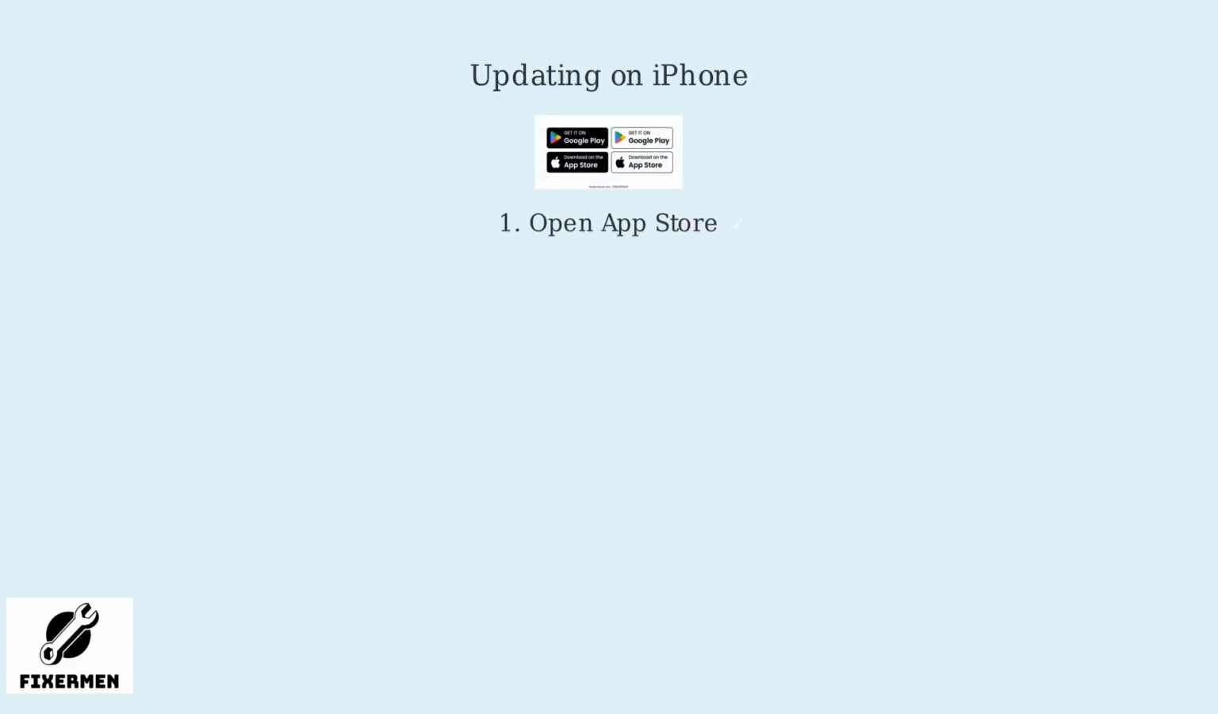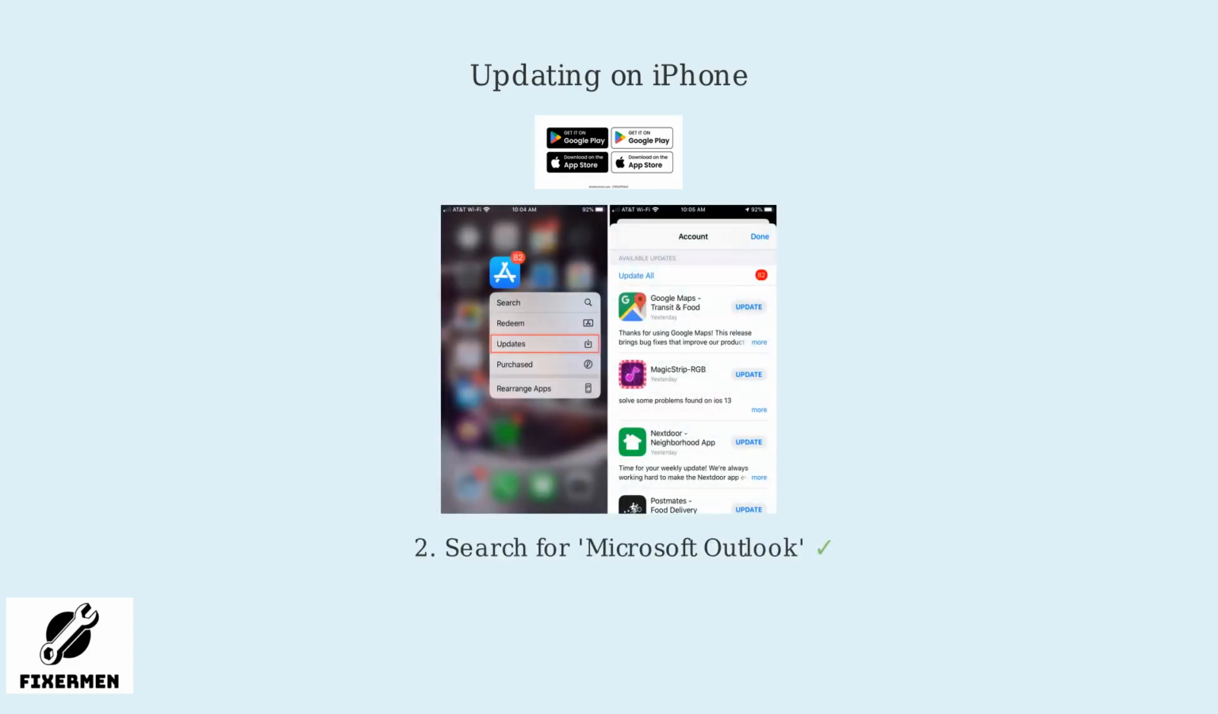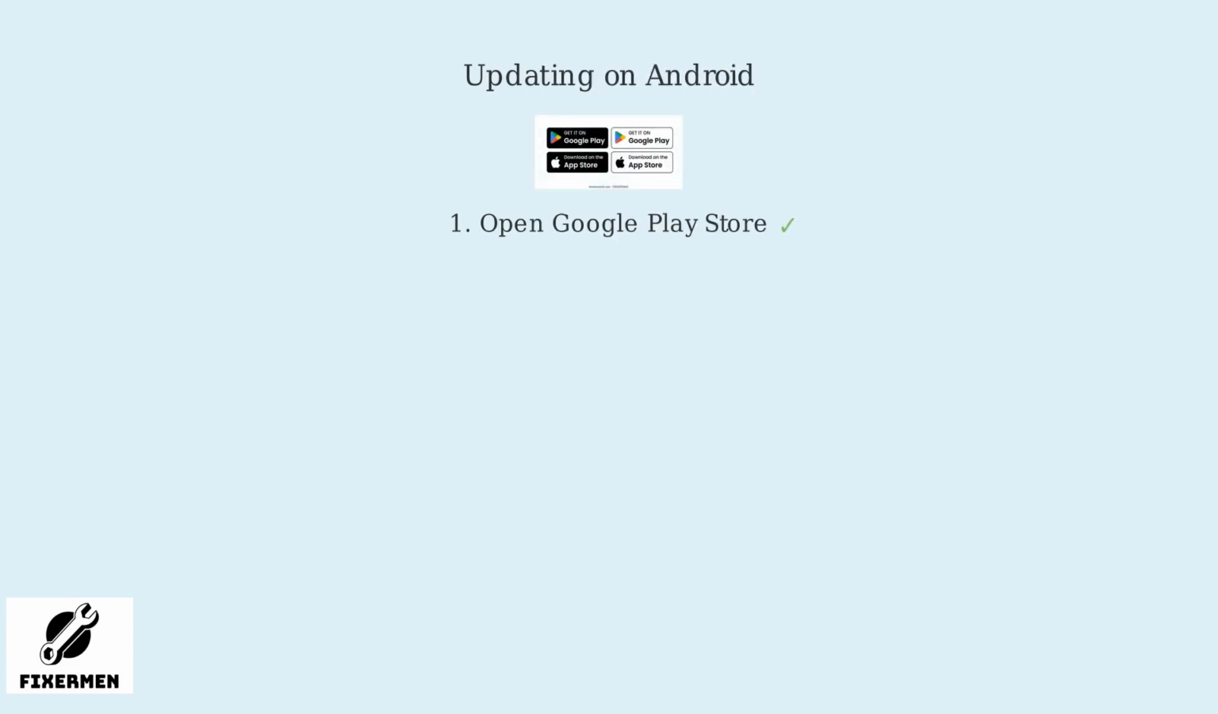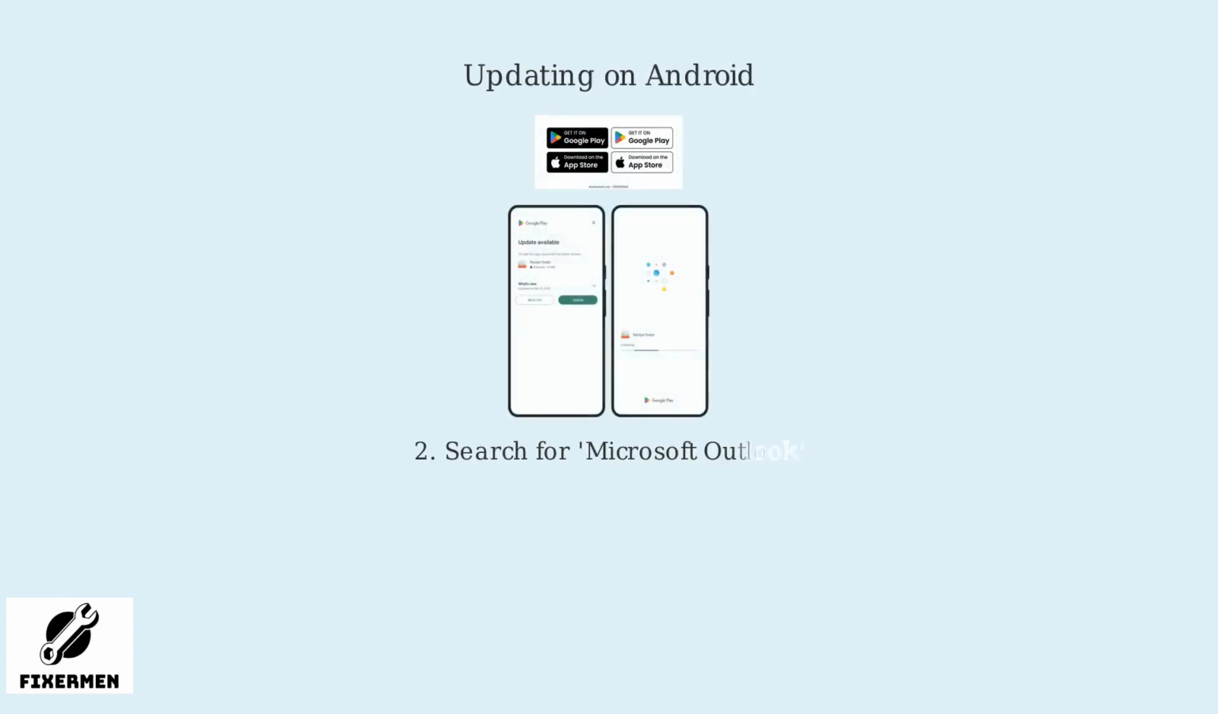On iPhone, open the App Store, search for Microsoft Outlook, and check for updates. If an update is available, tap to install it. On Android, open the Google Play Store, search for Microsoft Outlook, and check for updates. If an update is available, tap to install it.